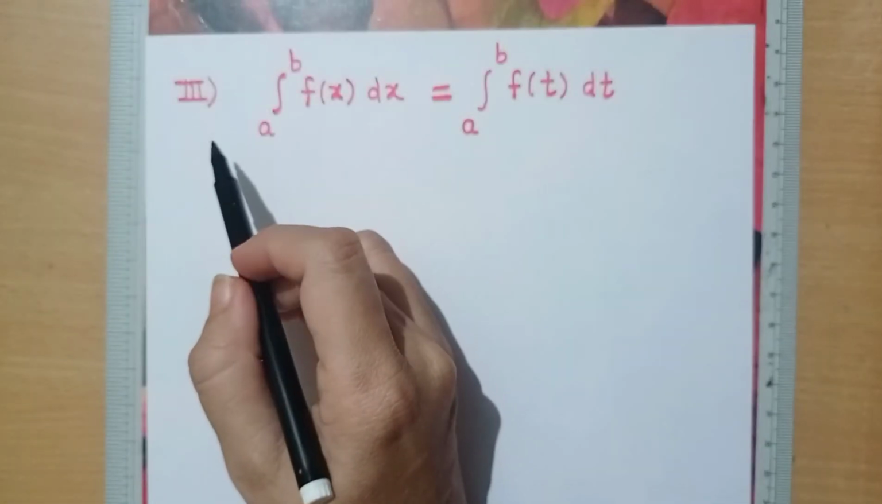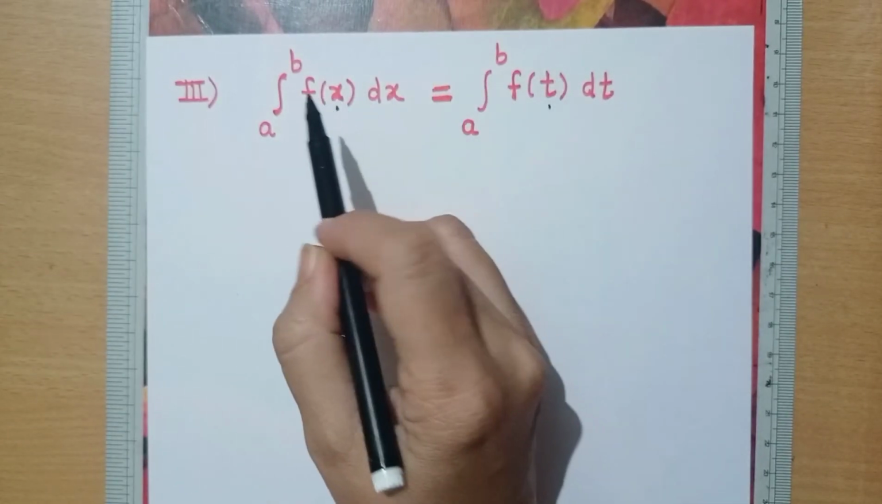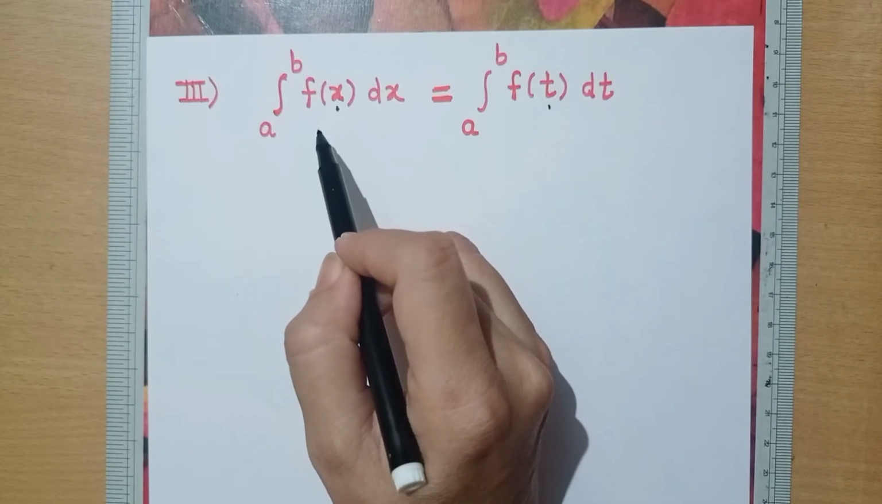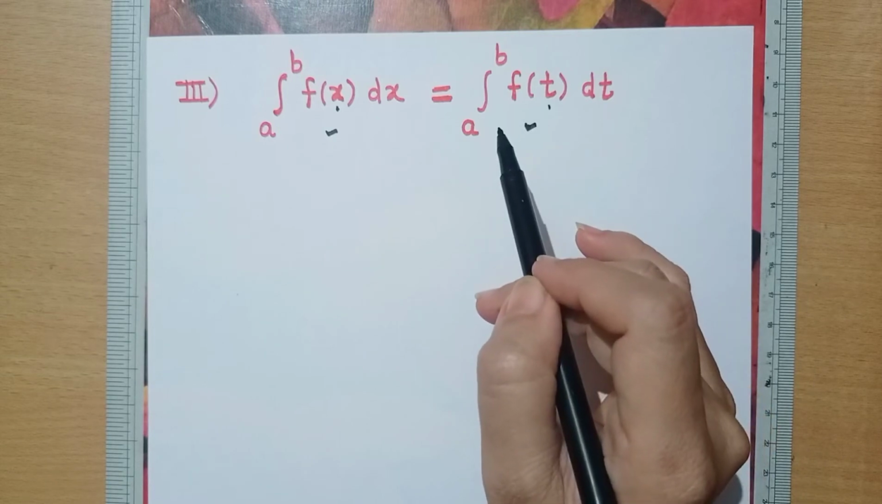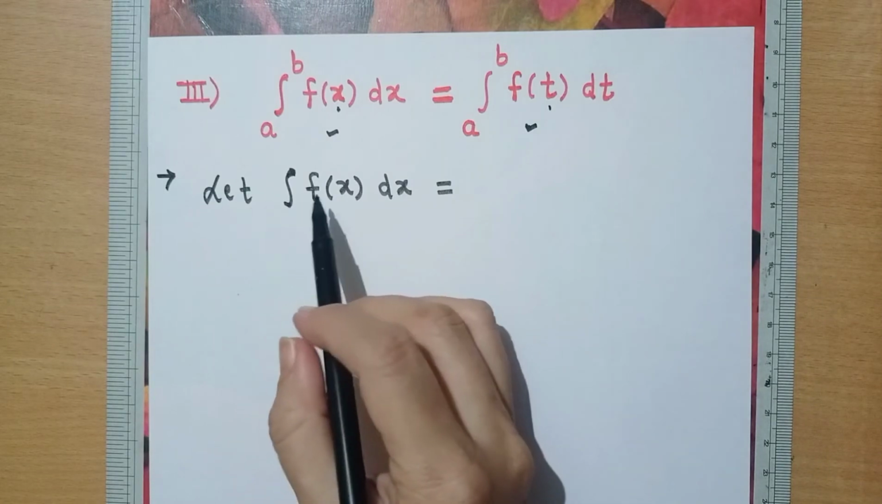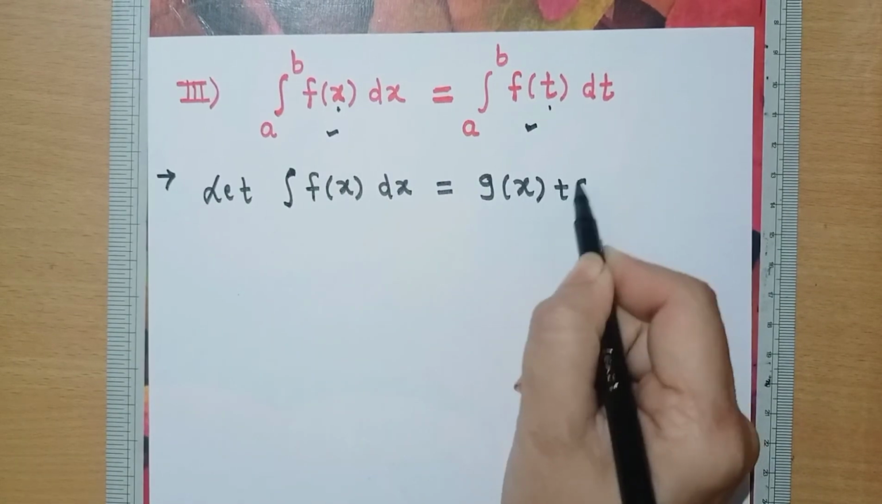This is our third property: if we change the variable here, then the value of this integral also does not change. So first we will prove the LHS and RHS separately, and after that we will equate these two. Let the integration of f(x) dx equal g(x) + c.